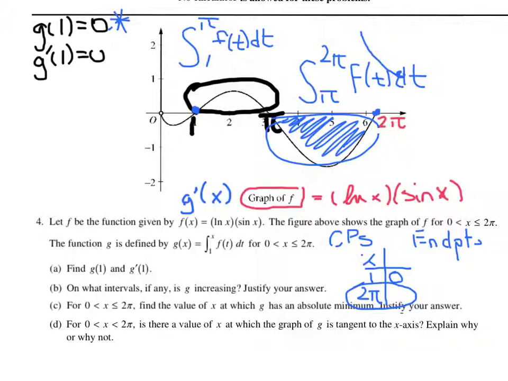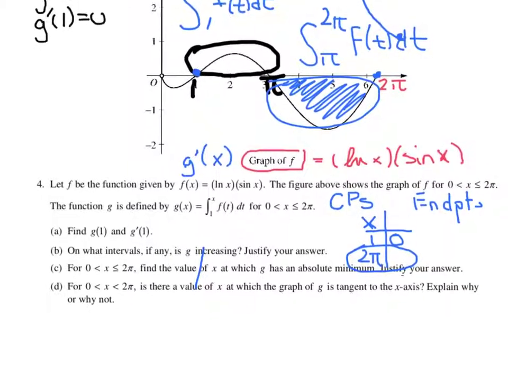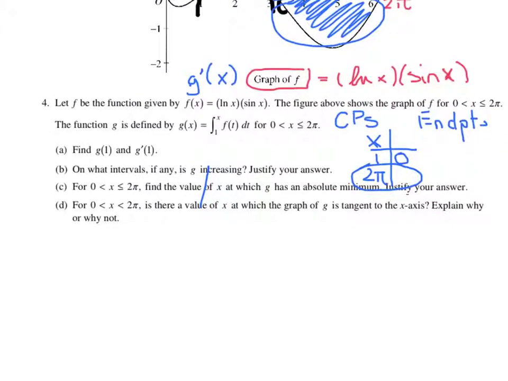And last of all, part D: is there a value of x at which the graph of g is tangent to the x-axis? Explain why or why not. Well, in order for a graph to be tangent to the x-axis, you have to have the same slope. The slope of the x-axis is 0, and it has to touch the x-axis, so the y value must be 0.